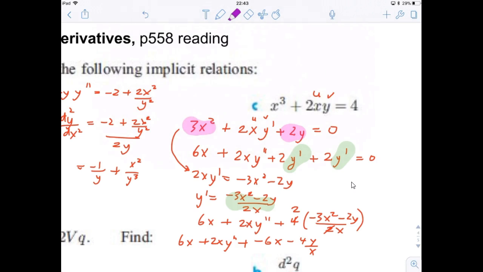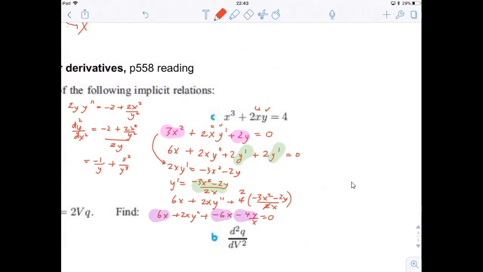And now what I'm going to do is take some of these terms, the purple terms, and move them to the other side so that I can solve for y double dash. So I would have 2x y double dash equals negative 6x. Oh, look at that. 6x and negative 6x cancel each other out. That's a happy coincidence. So I'm going to have 4y divided by x, and then I'm going to divide both sides by 2x, so it'll be 2y divided by x squared.